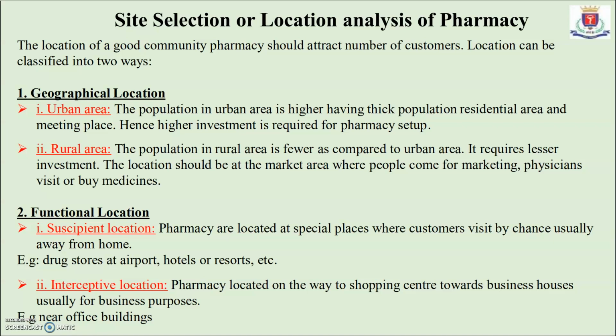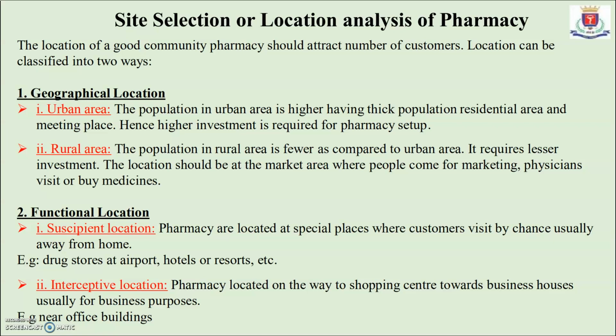The location of a good community pharmacy should attract the number of consumers. Location can be classified in two ways, according to the geographical location and according to the functional location. So in geographical location, it depends on urban and rural area. In urban area, the population is higher, having thick populations, residential areas and meeting places. Hence, higher investment is required for a pharmacy setup in an urban area. In rural area, the population is fewer as compared to the urban area. It requires lesser investment.